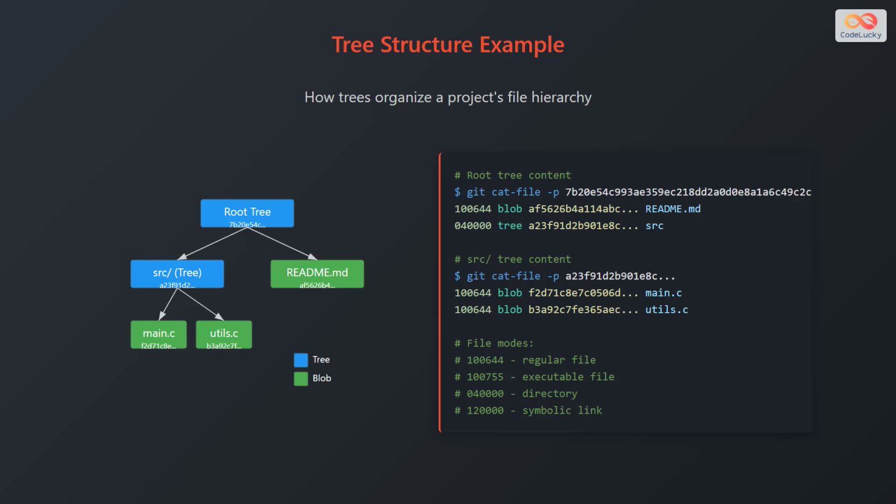The file modes indicate the type of file, with 100644 representing a regular file, 100755 representing an executable file, 040000 representing a directory, and 120000 representing a symbolic link.